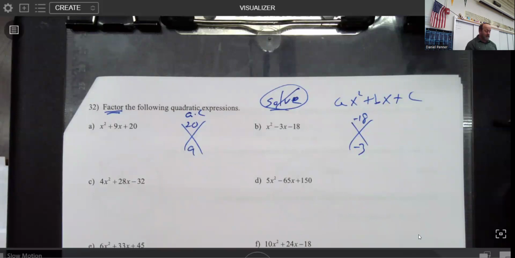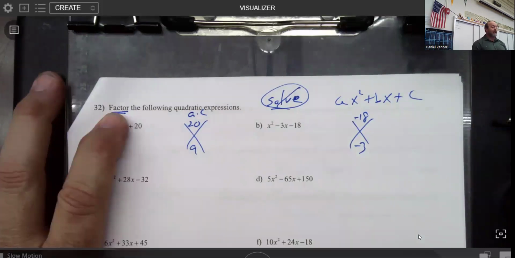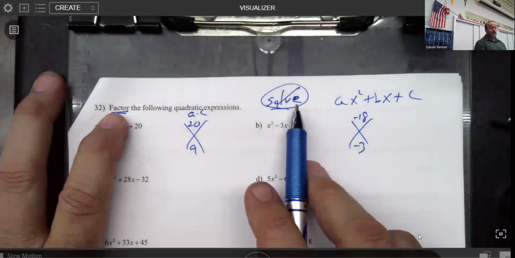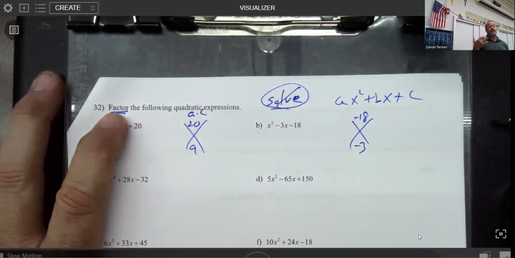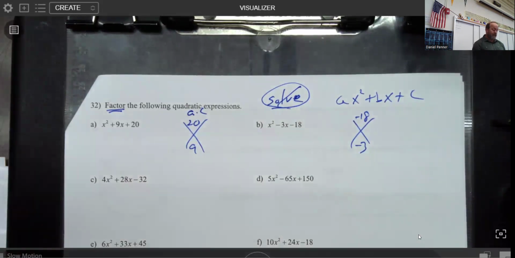So you notice that I already started making some notes. This problem says that we are going to factor. It never says that we are going to solve. So please understand, factoring is a tool that is used to solve many problems, but we're only talking about the tool that is getting it into factored form.